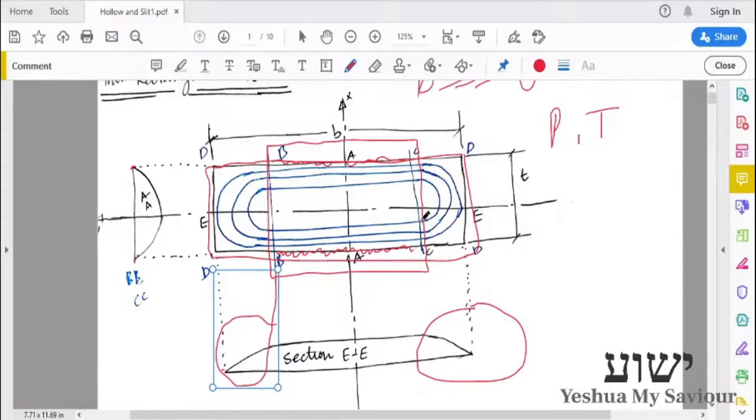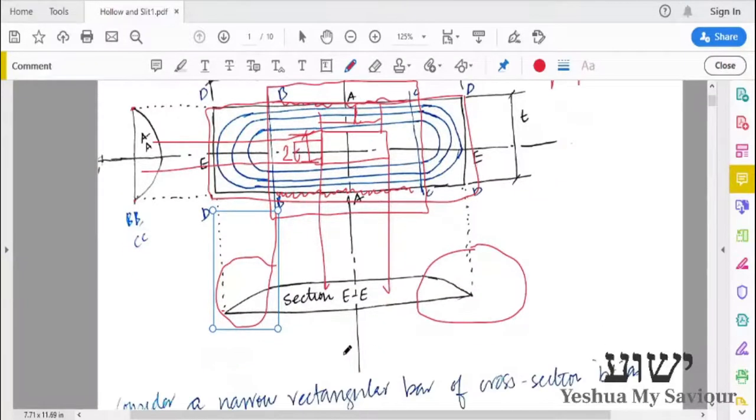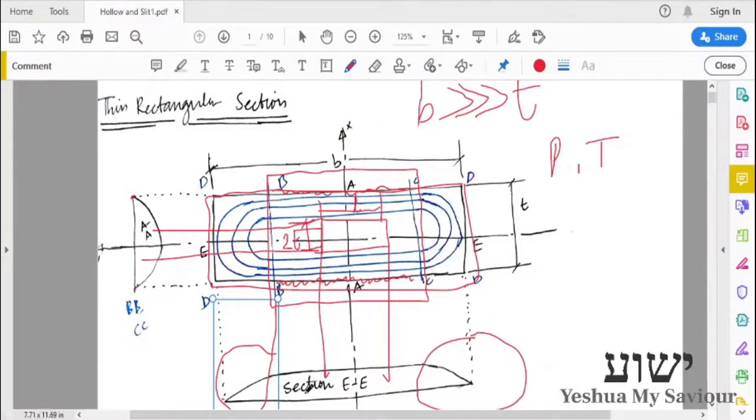If I take a small section of length 2T and breadth L, you can see I've projected it here. We can see that the projection along the y-axis is flat. Here we have pressure.